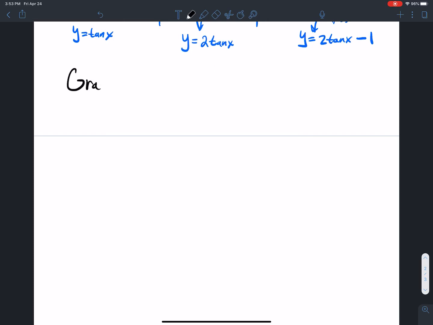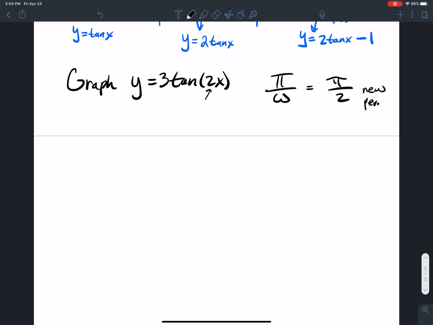So I want to graph y equals 3 tangent 2x. So if I graph this, well, what's different here? The actual period has changed, okay? So remember, your period for tangent is pi, but to find it, it's pi over omega, and my omega here is 2. So my new period is pi over 2. It's the new period. Okay? I didn't shift it left or right, but I do have this vertical stretch, okay? So vertical stretch by a factor of 3.